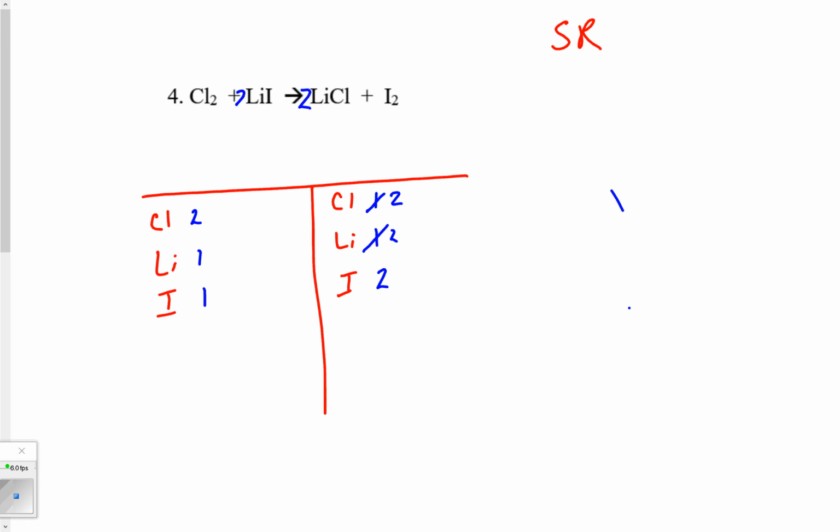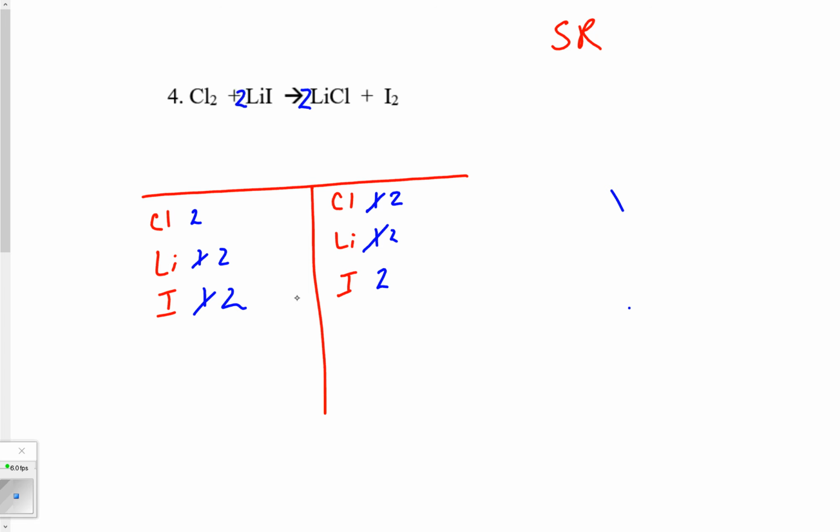I need 2. So jam a 2 in there. 2 times 1 lithium is 2. 2 times 1 iodine is 2. And, oh my goodness, look at what's happened. 2, 2. 2, 2, 2, 2. I have balanced this equation.